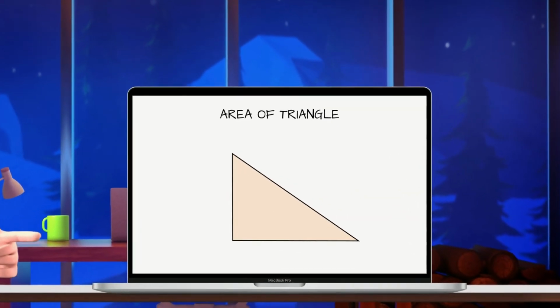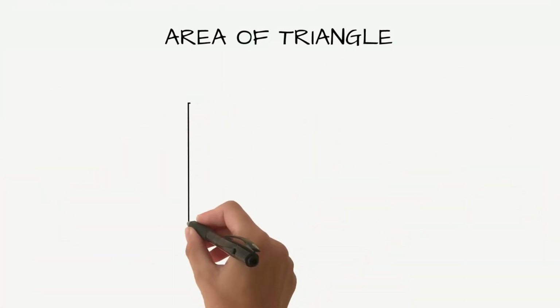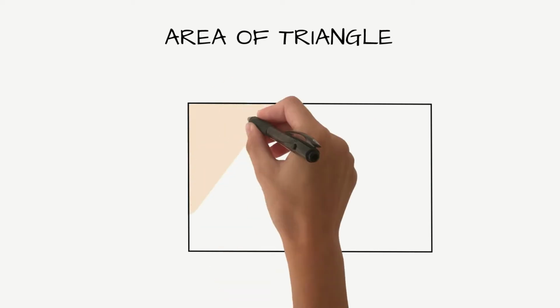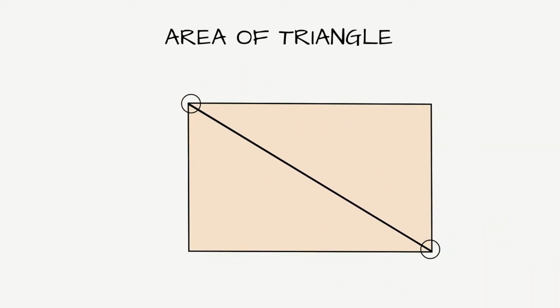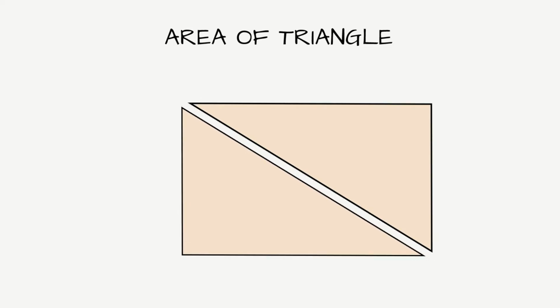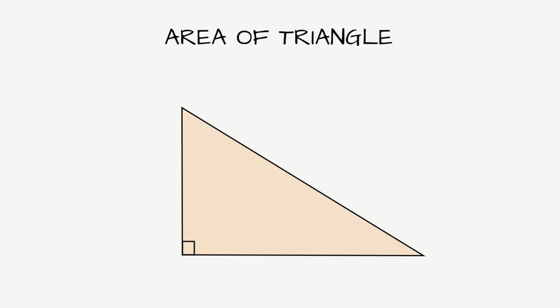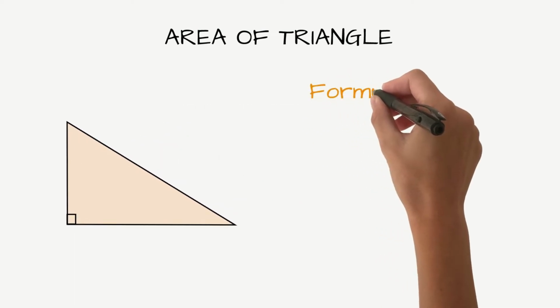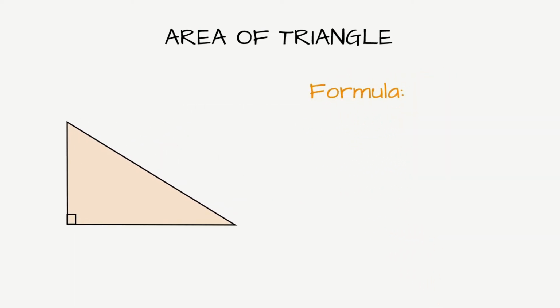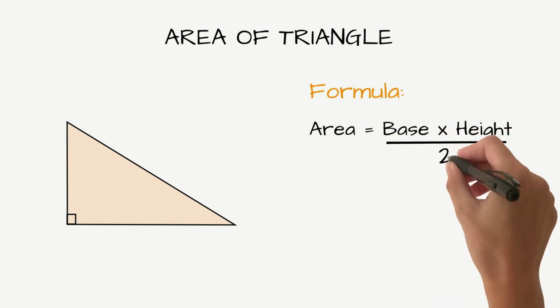Now let's look at how to find the area of a triangle. Once again, let's take our rectangle from our previous example and draw a diagonal line from one vertex to the other vertex. We now have what is known as a right triangle. You will notice that the area of this triangle is half the area of the rectangle. As such, the formula to find the area of a triangle is area equals base times height, divided by 2.